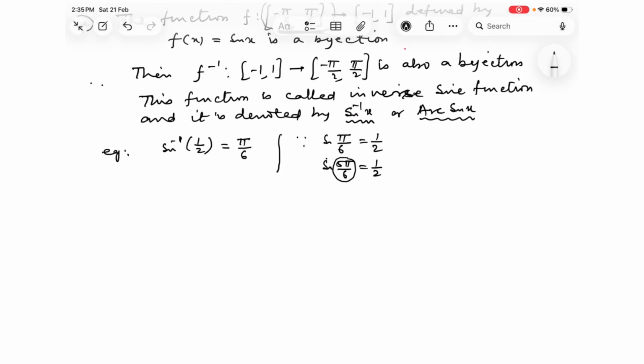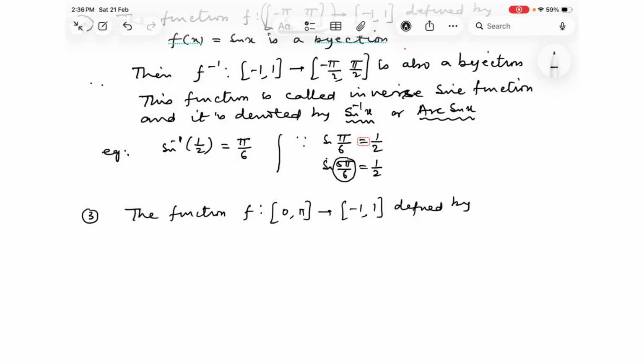Now let us come to the second inverse function. Now the function f from the closed interval 0 comma pi to minus 1 to plus 1, defined by f(x) equal to cos x, is a bijection.